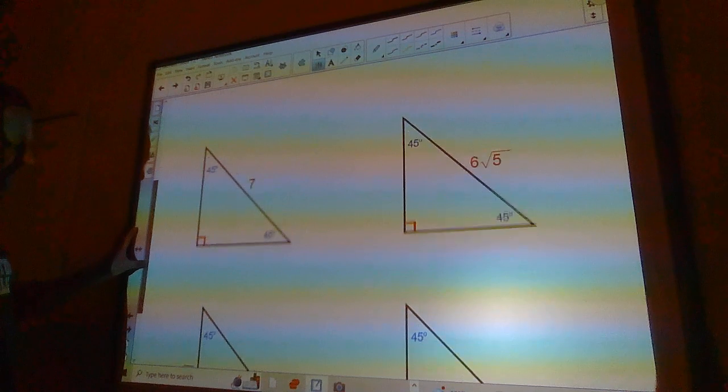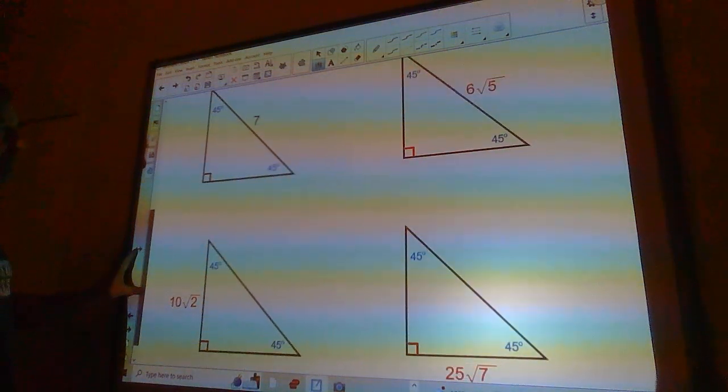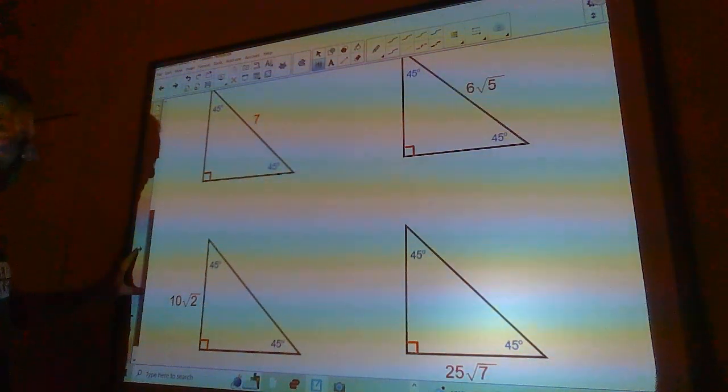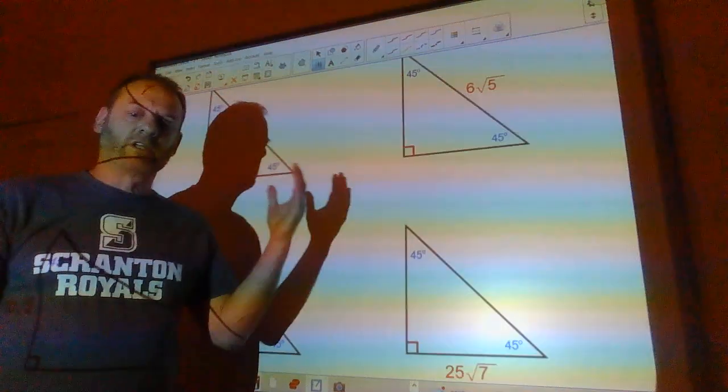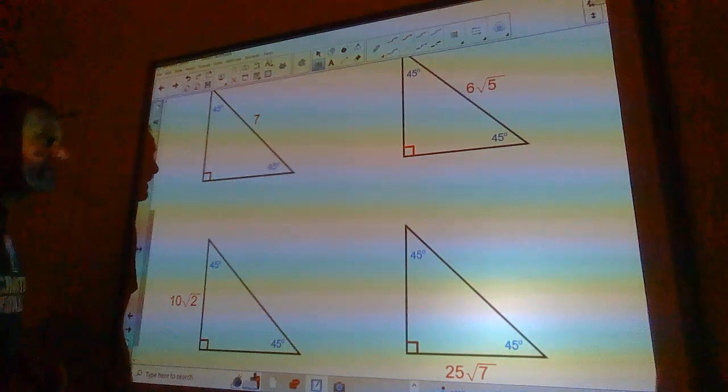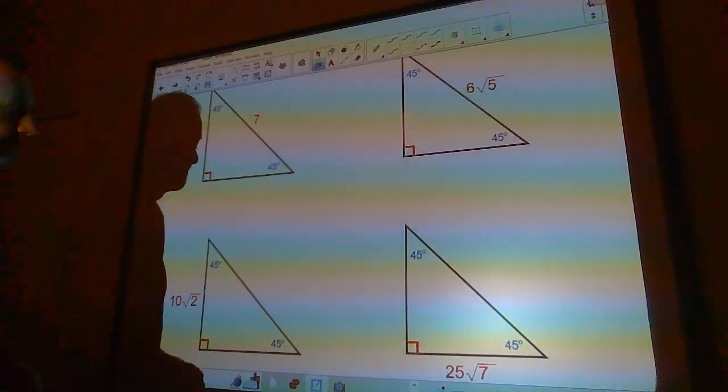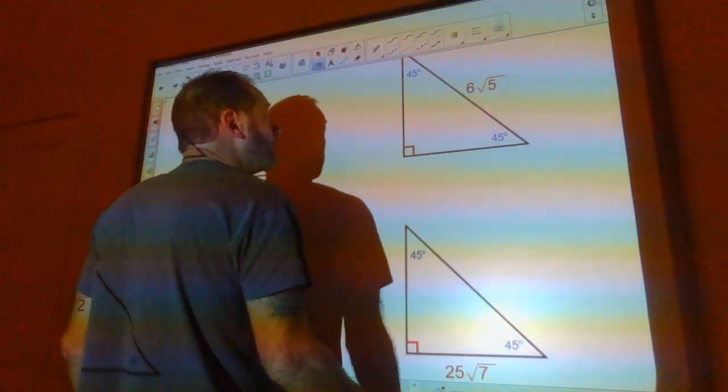Here's a couple other 45, 45, 90 right triangles. There's 4 of them, actually. So why don't you pause the video, give these a try, and then jump back on and see how you did.